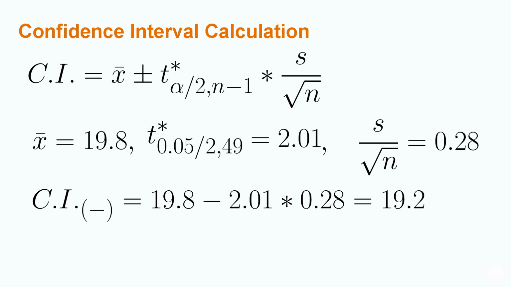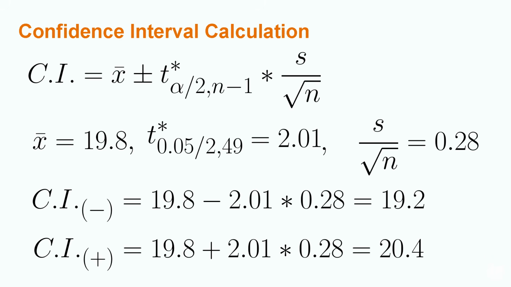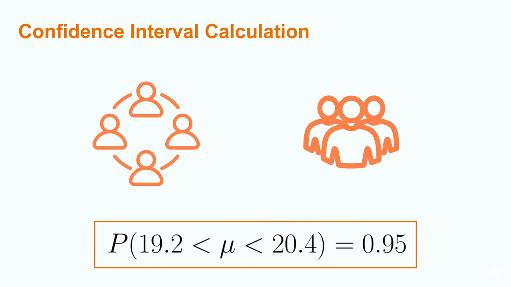The lower bound of the confidence interval is equal to 19.8 minus 2.01 times 0.28, which is 19.2. While the upper bound is equal to 19.8 plus 2.01 times 0.28, giving us 20.4. Now let's put this in terms of probabilities. Specifically, we interpret these results as meaning that the probability that the true population parameter mu lies between 19.2 and 20.4 is 95%.